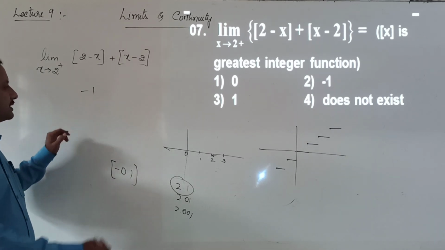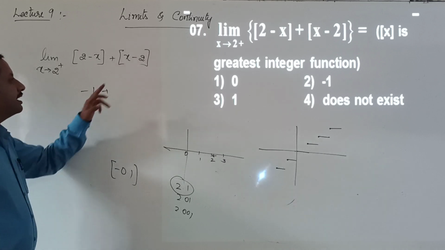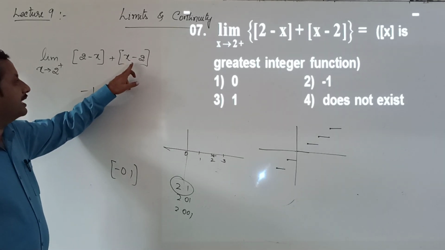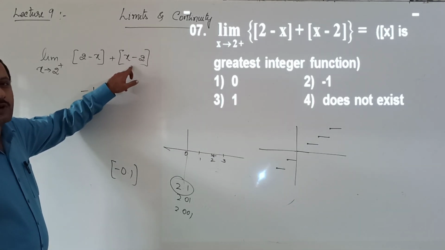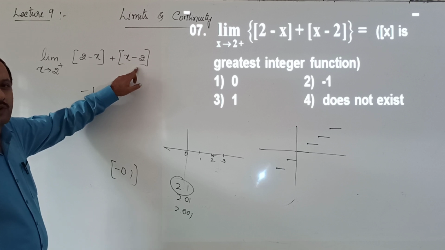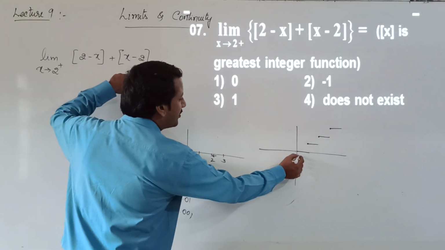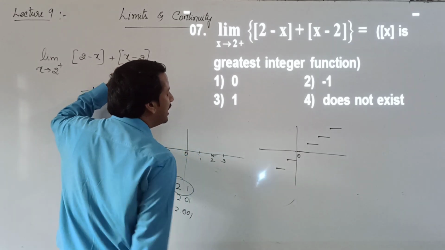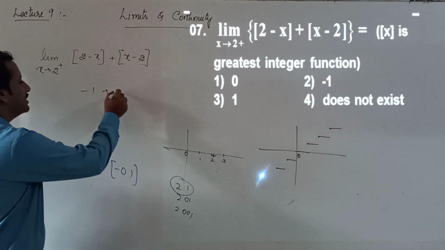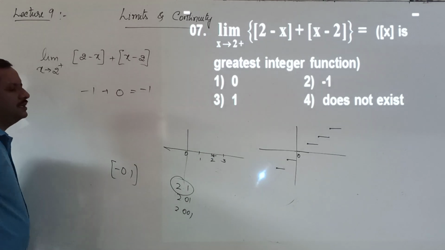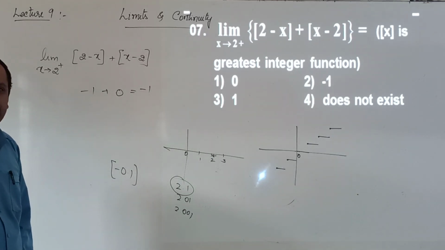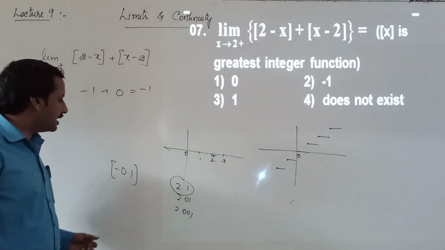Right? Plus. Now here if I put x as 2.1, I am getting 2.1 minus 2, which means 0.1. What is the value of step of 0.1? Step of 0.1 at 0, this is 0, 0.1 is here. At 0.1, step of 0.1 is 0. So minus 1 plus 0, it's equal to minus 1. Is it clear?